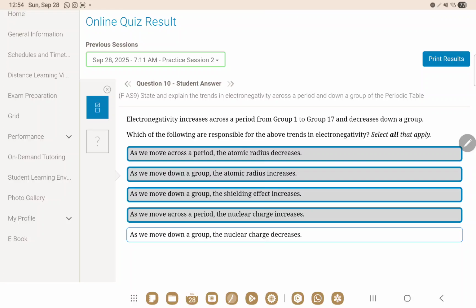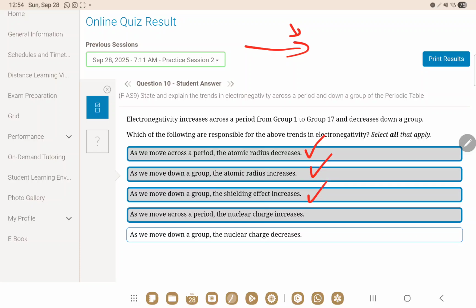Electronegativity increases across a period and decreases down a group. It told you, but it's asking you why. When we move across a period, the atomic radius decreases because the nuclear charge increases and pulls the electrons in more strongly. As we move down a group, atomic radius increases because the number of shells increases, so it gets bigger. As we move down a group, the shielding effect increases. That's just what I said.